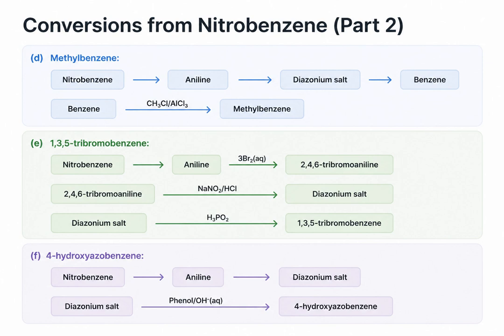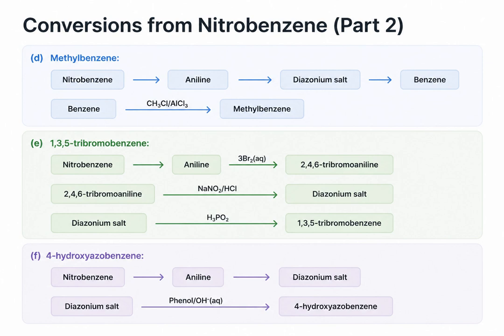1,3,5-tribromobenzene, we take advantage of aniline's high reactivity. We brominate aniline to get 2,4,6-tribromoaniline, then diazotize the amino group, and finally remove the diazonium group with phosphonic acid, leaving just the 3 bromines on the ring.